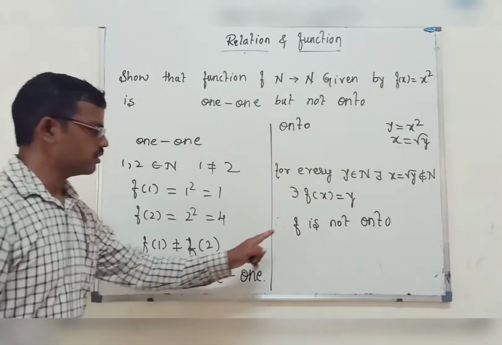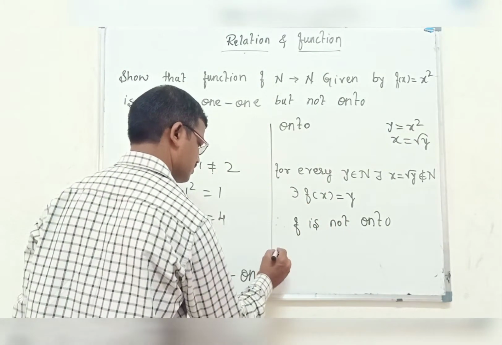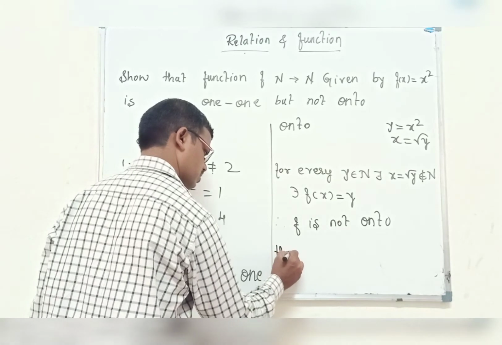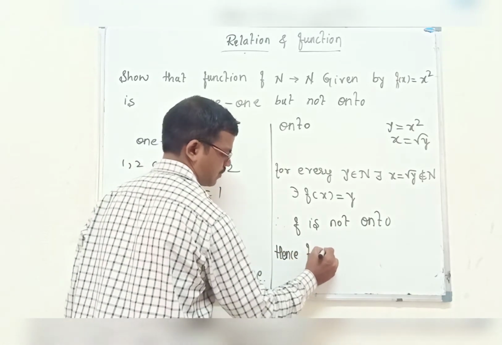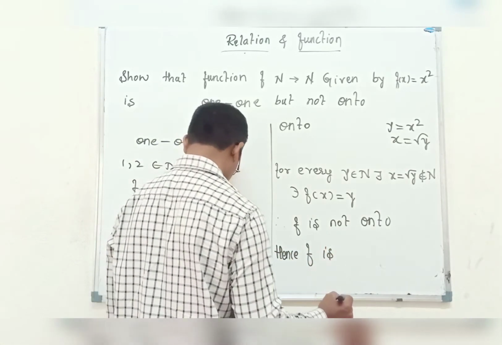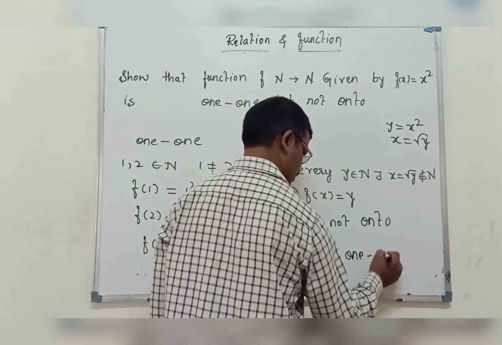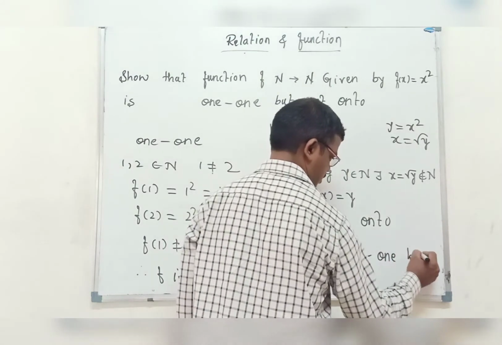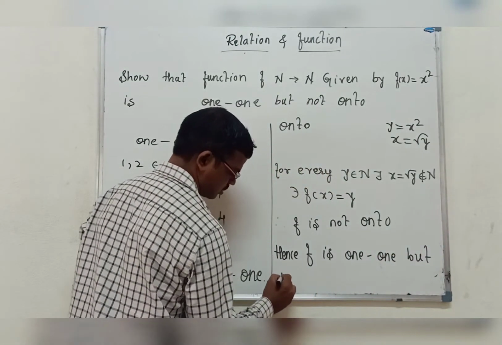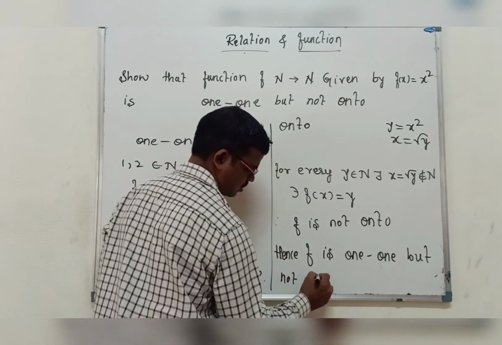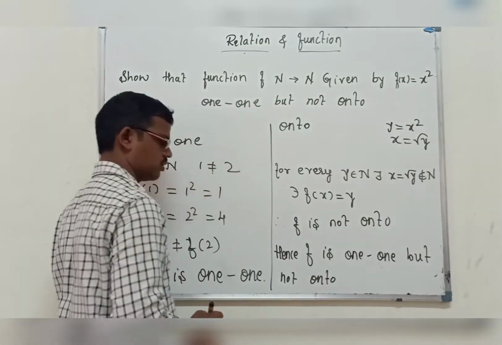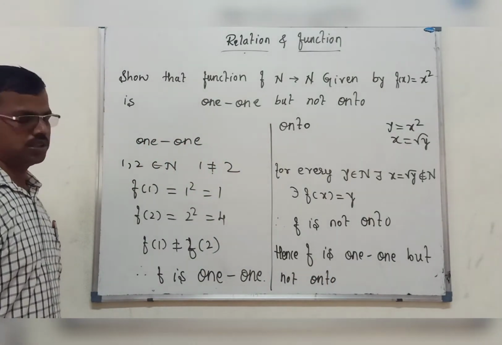F is one-one but not onto. Hence f is one-one but not onto, so this completes.